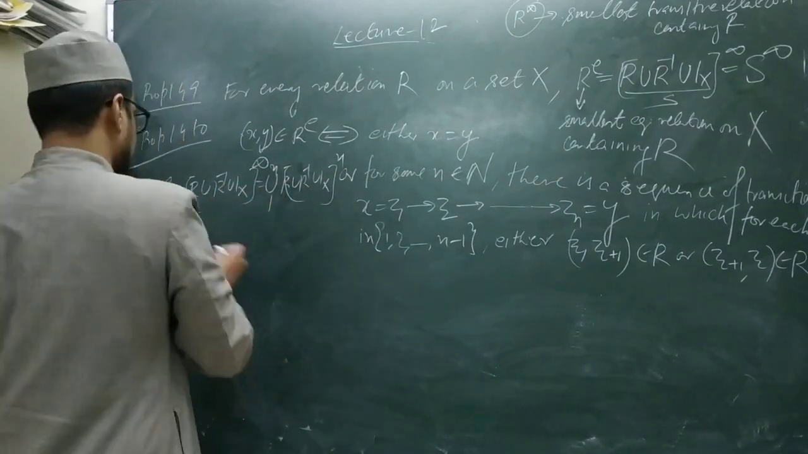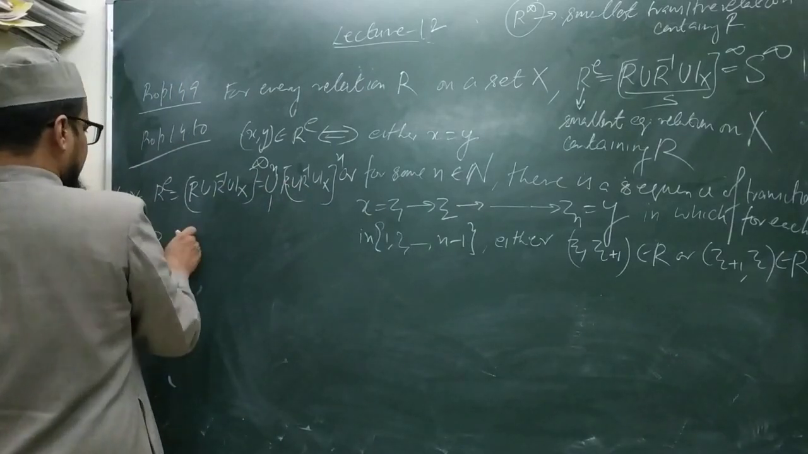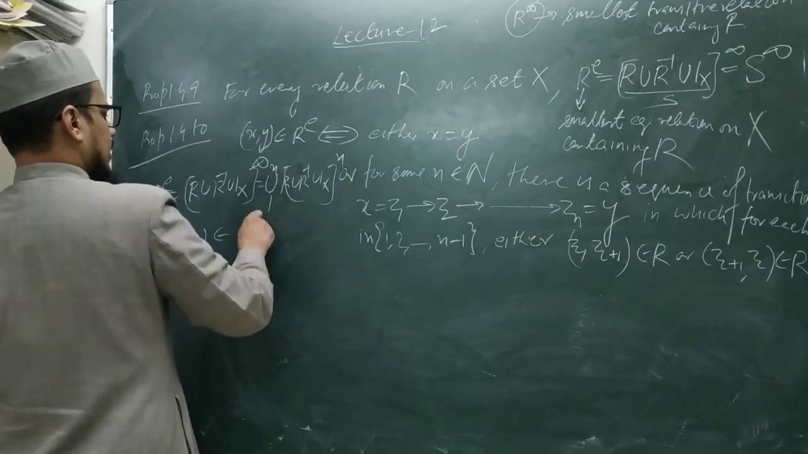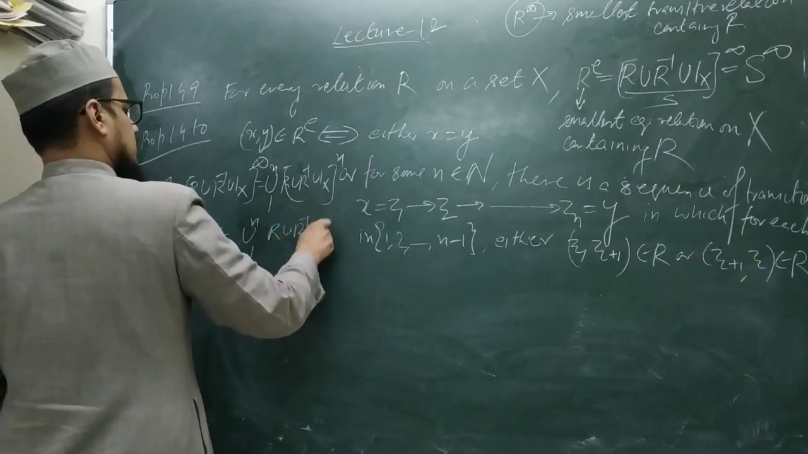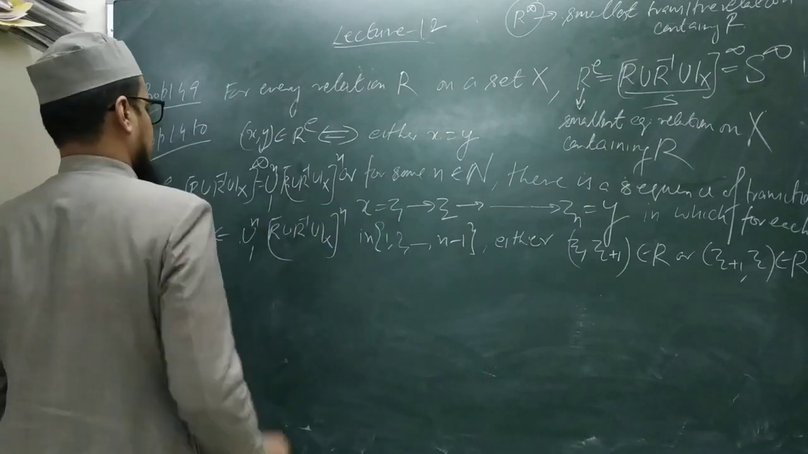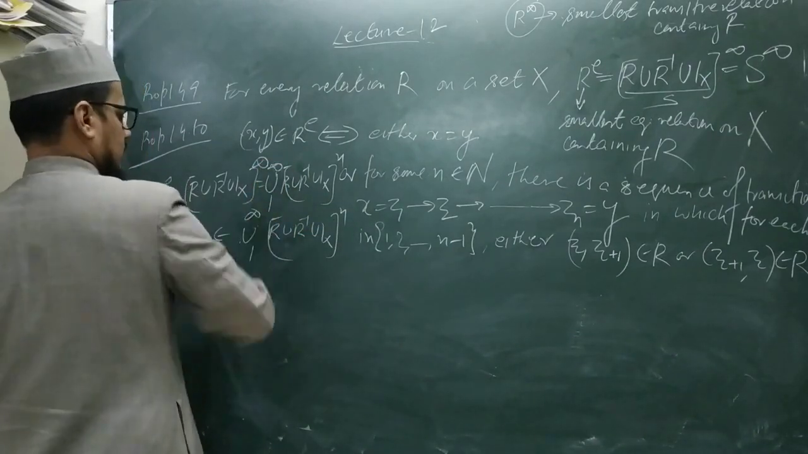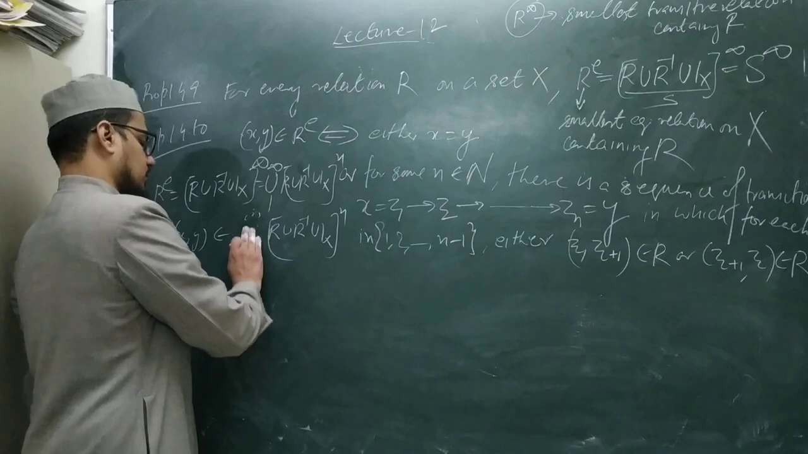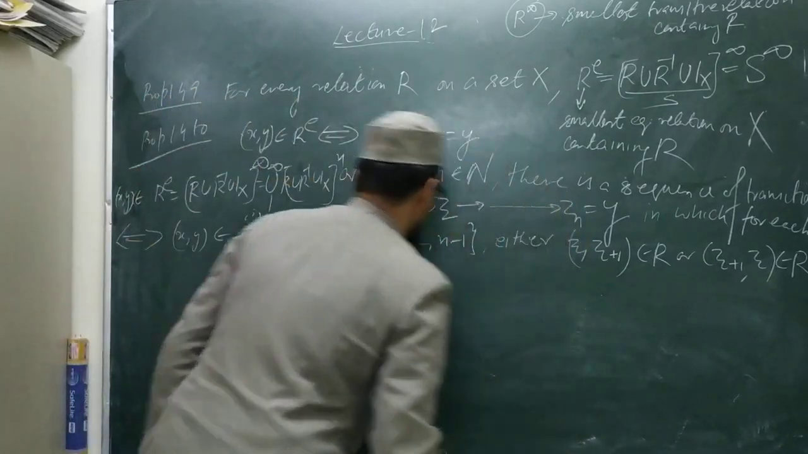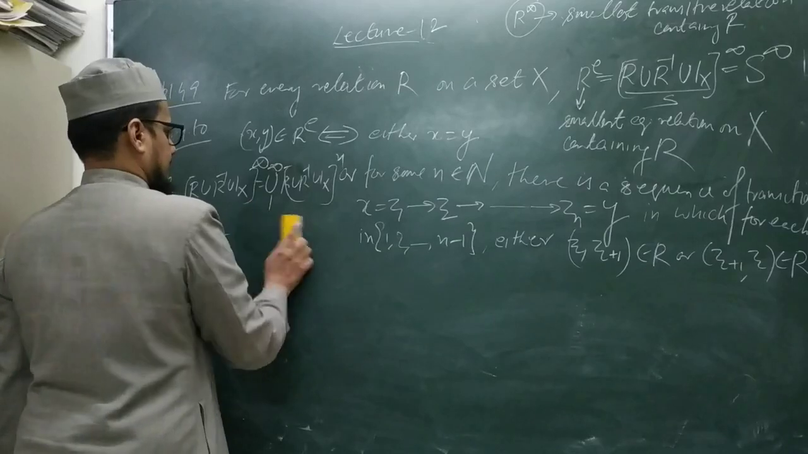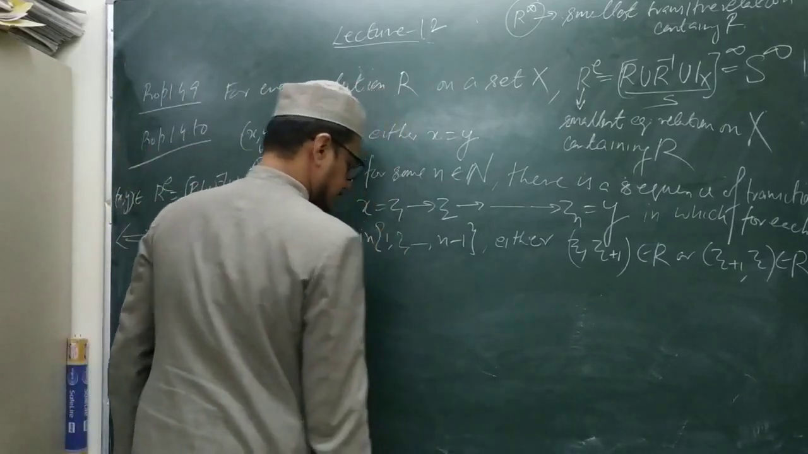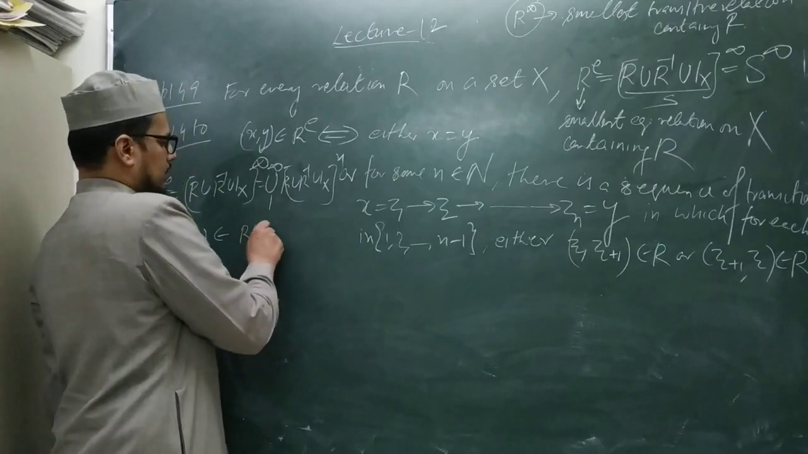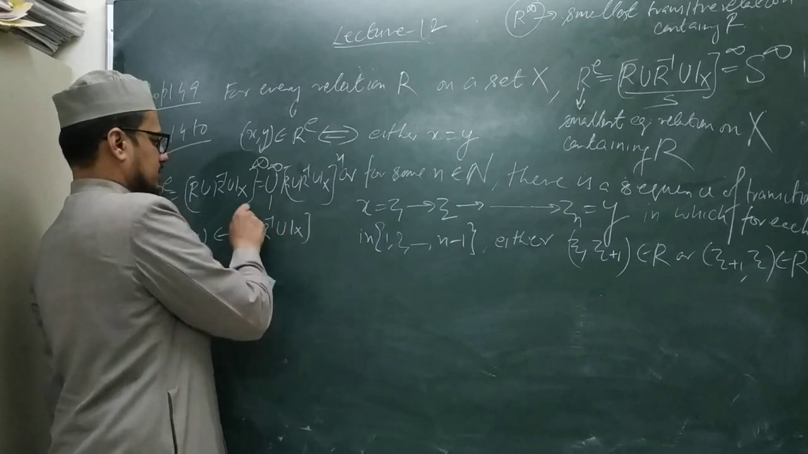Of course it implies, and R^e implies (x, y) belongs to the union of 1 to n of (R union R inverse union 1_X)^n, up to infinity. It will go to this. I mean to say that it will go to (R union R inverse union 1_X)^n.